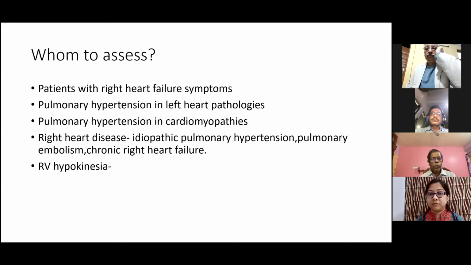Whom to assess? Patients with right heart failure symptoms like features of ascites, dyspnea, fatigue, and those who have pulmonary hypertension in left heart pathologies like mitral regurgitation, mitral stenosis, or aortic stenosis, and pulmonary hypertension in cardiomyopathies, which is most commonly found in dilated cardiomyopathy patients, which are growing day by day, and hypertensive heart failure patients, also HFpEF. Also right heart diseases like idiopathic pulmonary hypertension, pulmonary embolism, chronic heart failure, and RV hypokinesia, which may be isolated as a result of right-sided myocardial infarction or as a result of sarcoid or other infiltrative disorders.